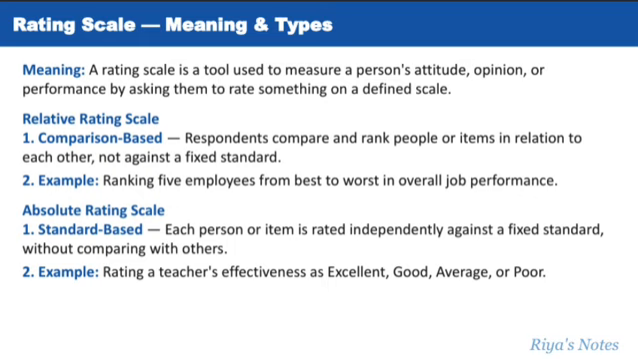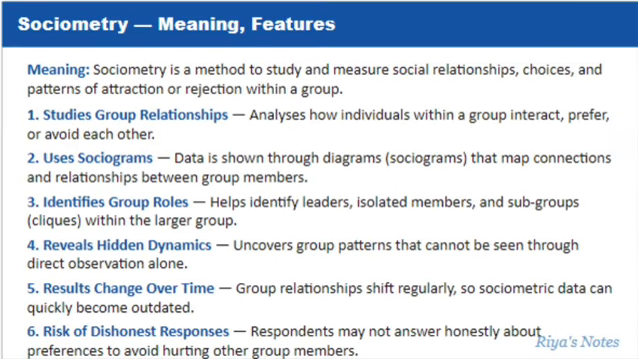Absolute rating scale. 1. Standard-based. Each person or item is rated independently against a fixed standard without comparing with others. 2. Example. Rating a teacher's effectiveness as excellent, good, average, or poor. Sociometry. Meaning, features, merits, and demerits.